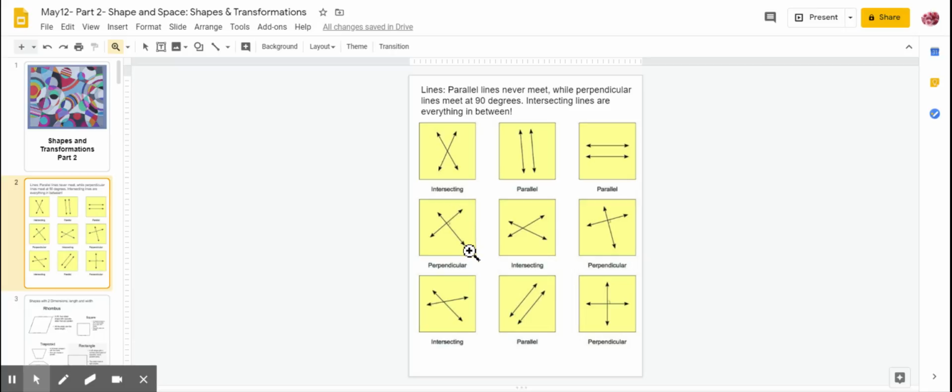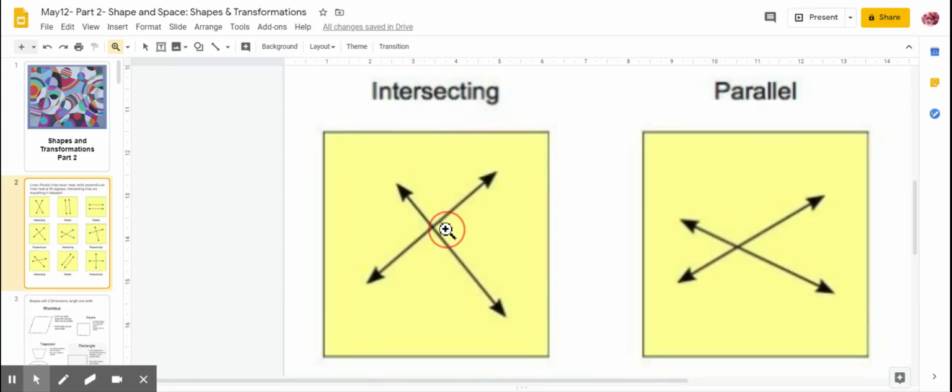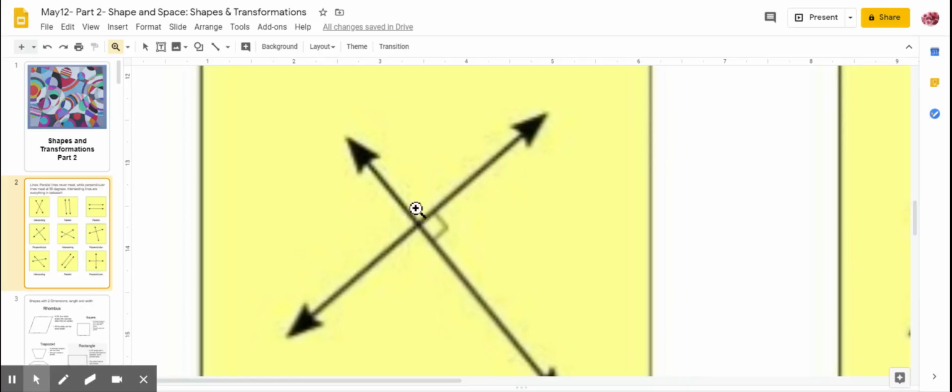Perpendicular, on the other hand, are two lines. They cross each other, and when they cross each other, they create an angle of 90 degrees. So line 1, line 2 give you perpendicular lines.